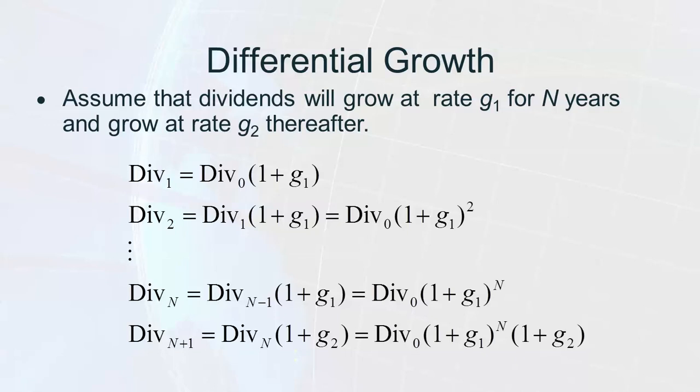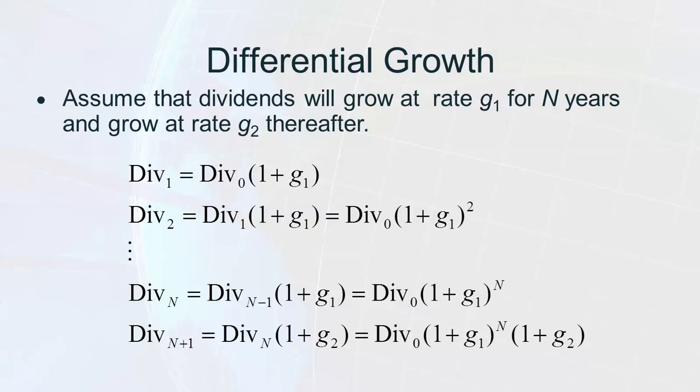You assume that dividends will grow at rate g1, growth 1, for a number of years, and at a different growth rate g2 thereafter, and maybe after that it's g3, which is constant. So the dividends are growing at different rates in the beginning, and at the end the growth rate becomes constant. That's the dividend differential growth model.